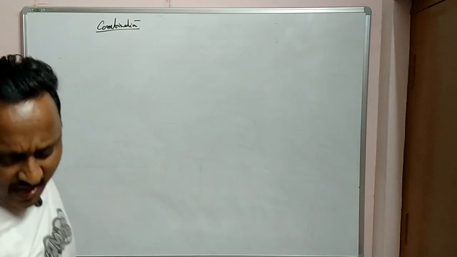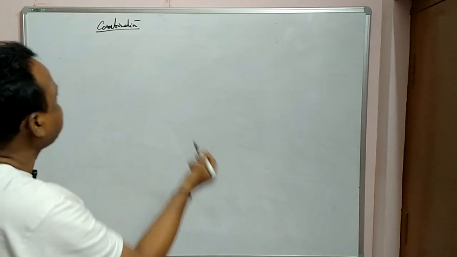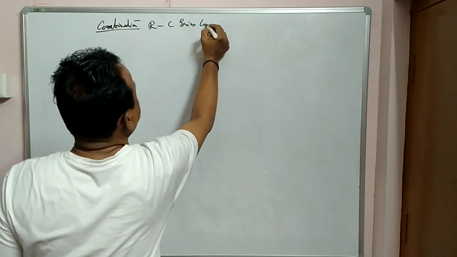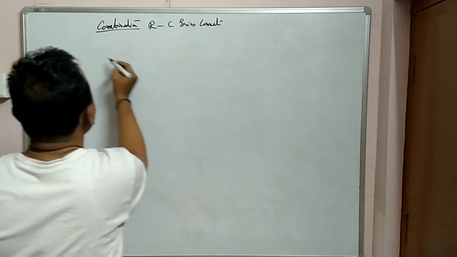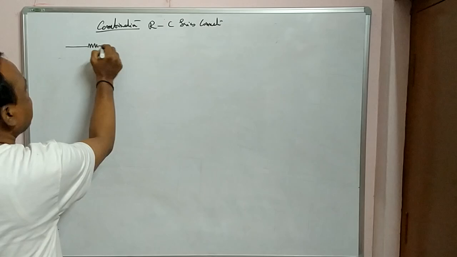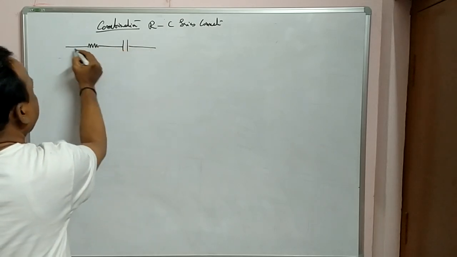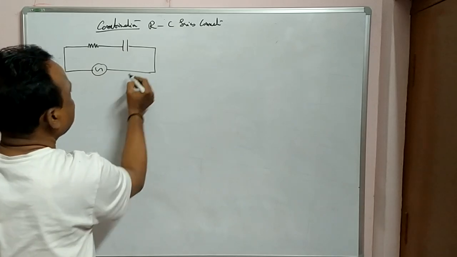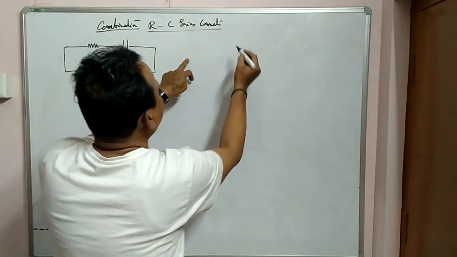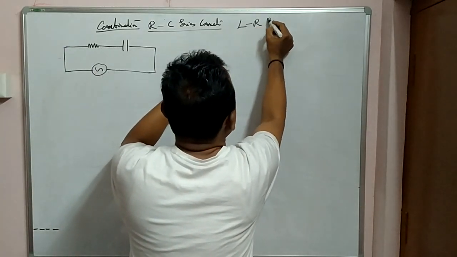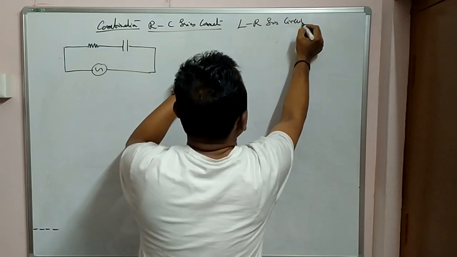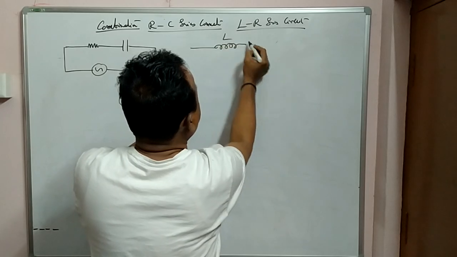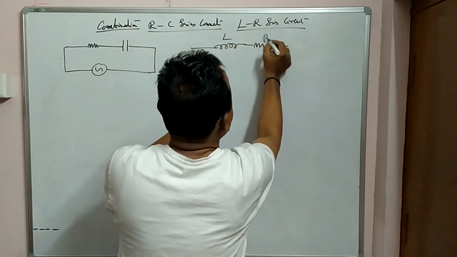Combinations means LR, CR like that. First is RC series connection. RC means what? Resistance, capacitor. Alternating voltage. The same way LR, CR series circuit. LR means inductor and resistance.